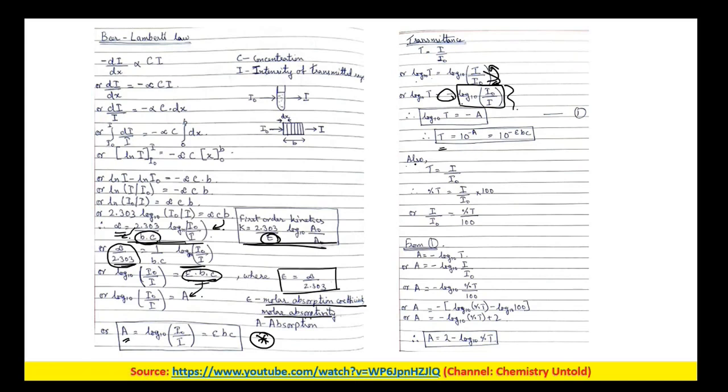So also T is equal to I by I0. So percent T is equal to I by I0 multiplied by 100. So I by I0 is equal to percent transmittance by 100. Now, if we take this value and put it over here in equation 1, we get A equals minus log 10 T, which is A equals minus log 10 I by I0. Then A is equal to minus log 10 of this I by I0, and we are replacing it with percent T by 100. After solving this, we get A is equal to 2 minus log 10 percent transmittance.